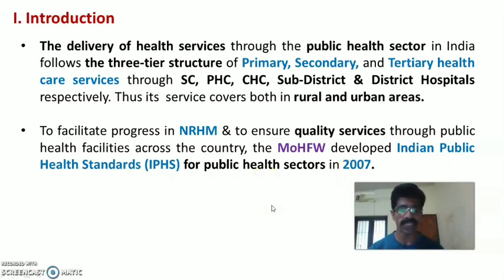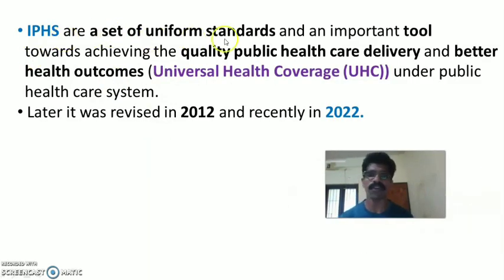So the first important point is that the Government of India renders health services, primary, secondary and tertiary, through the sub-center, primary health center, community health center, sub-district hospital and district hospital, both in rural and urban areas. To make the facilities available in these health centers under NRHM, and to render quality services, the Ministry of Health and Family Welfare developed a standard called the Indian Public Health Standards for these public health sectors in 2007. Thus, IPHS are a set of uniform standards.